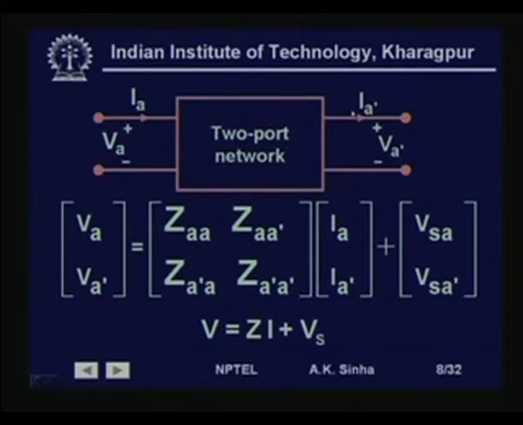That is, you will get this impedance by keeping this open and supplying current here. If say you supply 1 ampere current here and you measure the voltage here, then you will get ZAA. Similarly, if you supply a current here keeping this open, and measure the voltage here, you will get ZAA dash. In this way we can find out these impedances, and here we have written VSA and VSA dash. Now, these are basically the voltage sources which are connected in this system, on this side as well as this side, so they are taken care of by means of VSA and VSA dash. Therefore, in short, we can write this relationship as V is equal to ZI plus Vs.